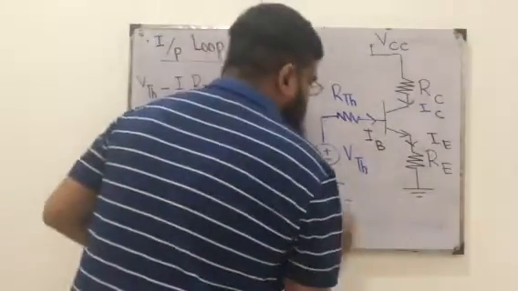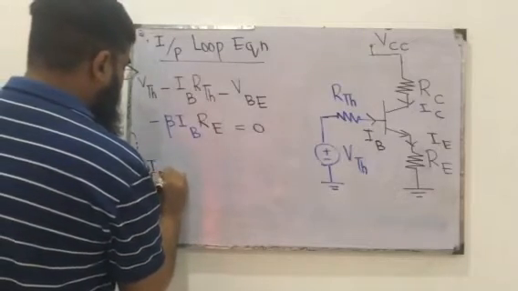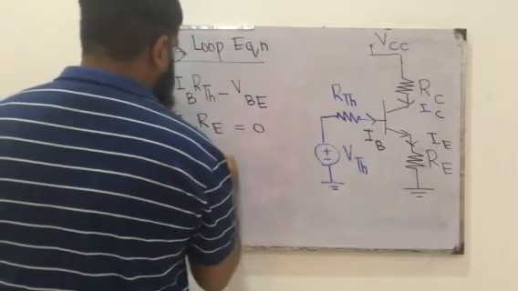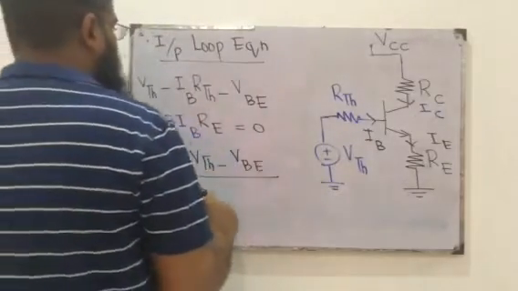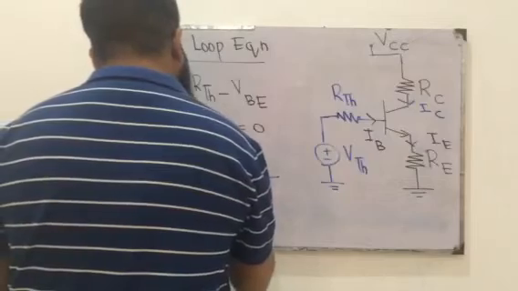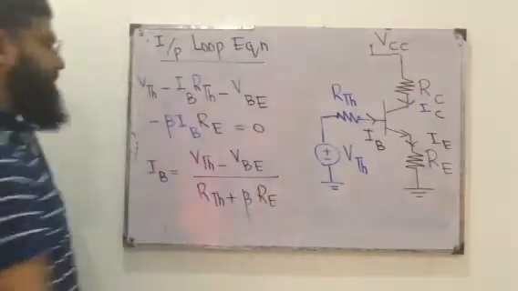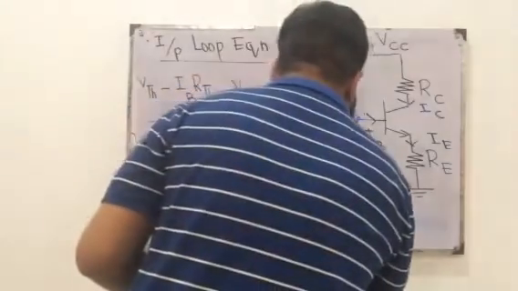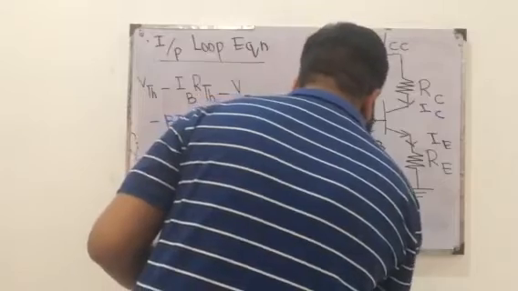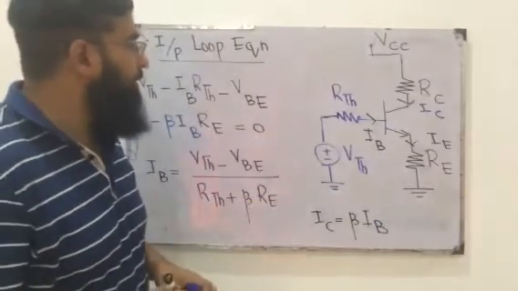Rearranging everything, we can compute IB. IB is VThevenin minus the constant voltage VBE, divided by RThevenin plus beta times RE. So this is how we can compute IB. IC can be computed straight away because it's a current controlled device. IC is beta times IB.